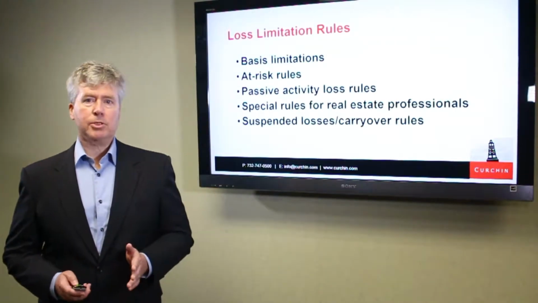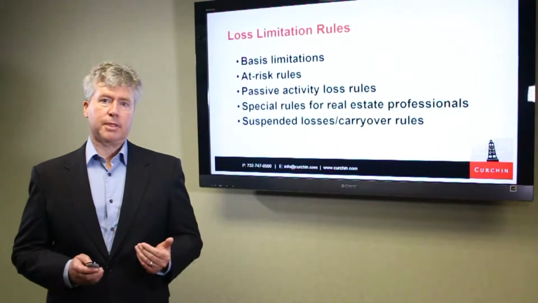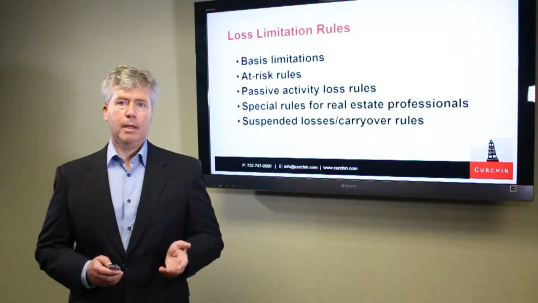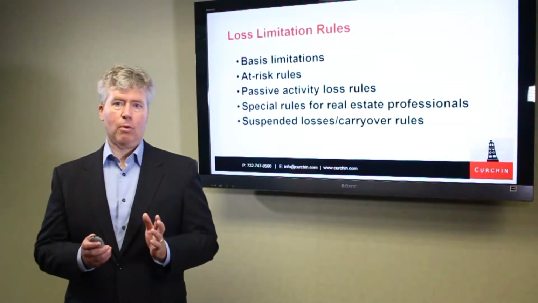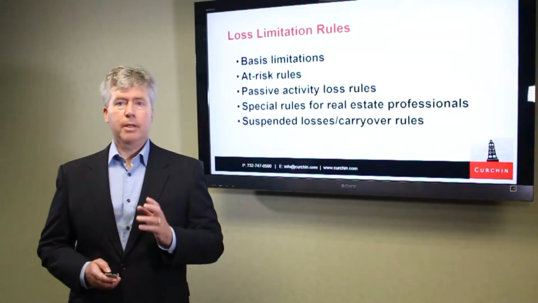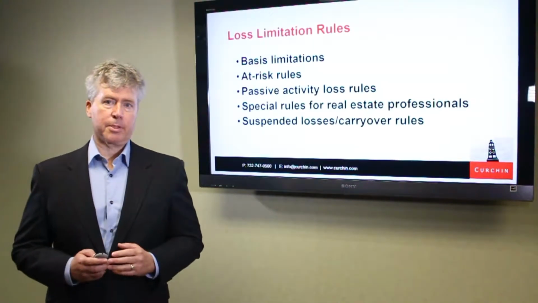The loss limitation rules are significant because if a loss is being allocated to the owners from the pass-through entity, there's a number of criteria that must be met in order for that loss to be deducted on the personal tax returns of the owners. The IRS has specific ordering rules for these loss limitation rules.